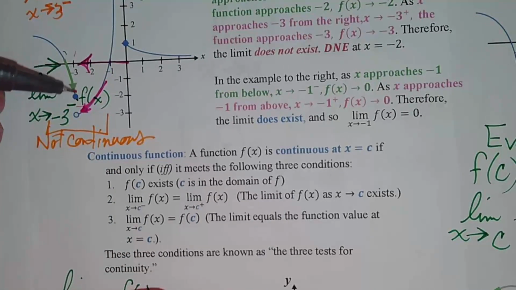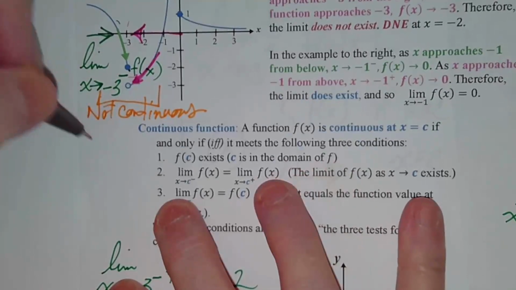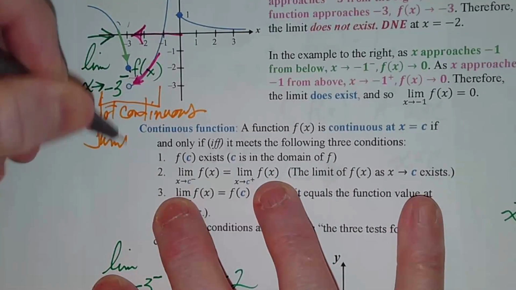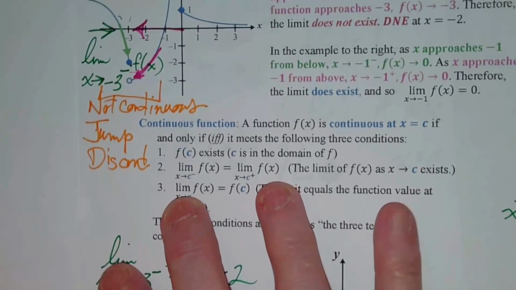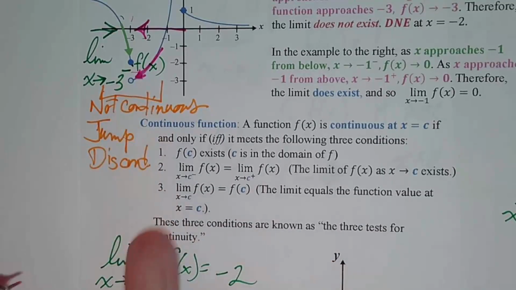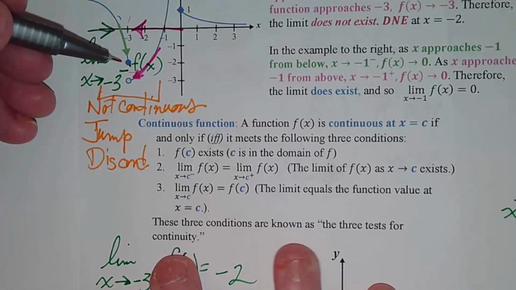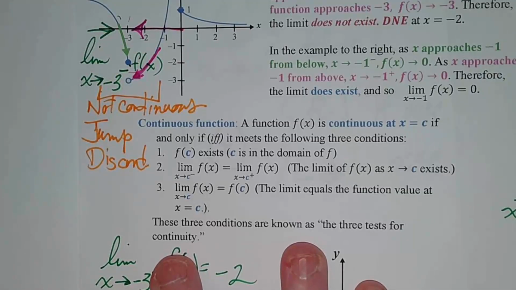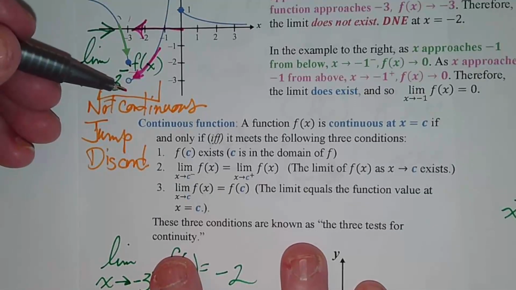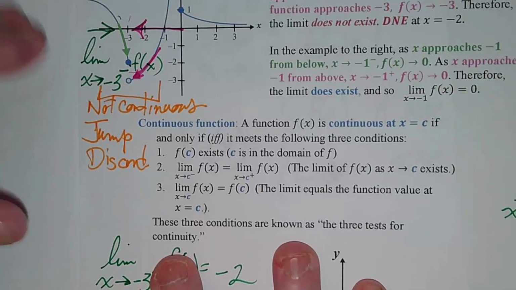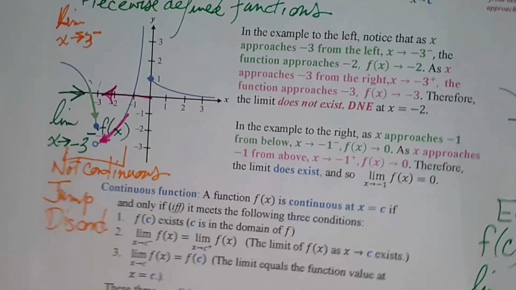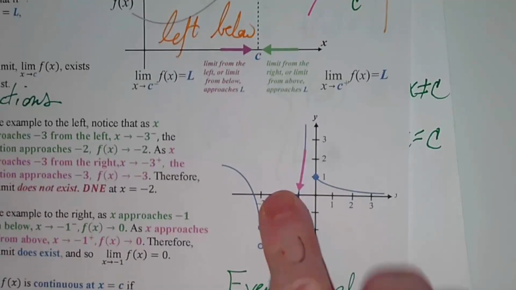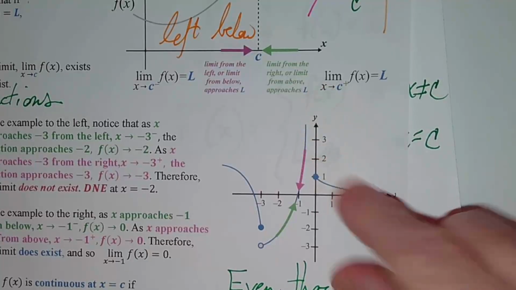This is what we call a jump discontinuity. This is a jump discontinuity, because in order to go from one part of the function to the next part, I have to lift my finger or lift my pen and move to the next. So we have a hole discontinuity, a jump discontinuity, and an asymptotic discontinuity.